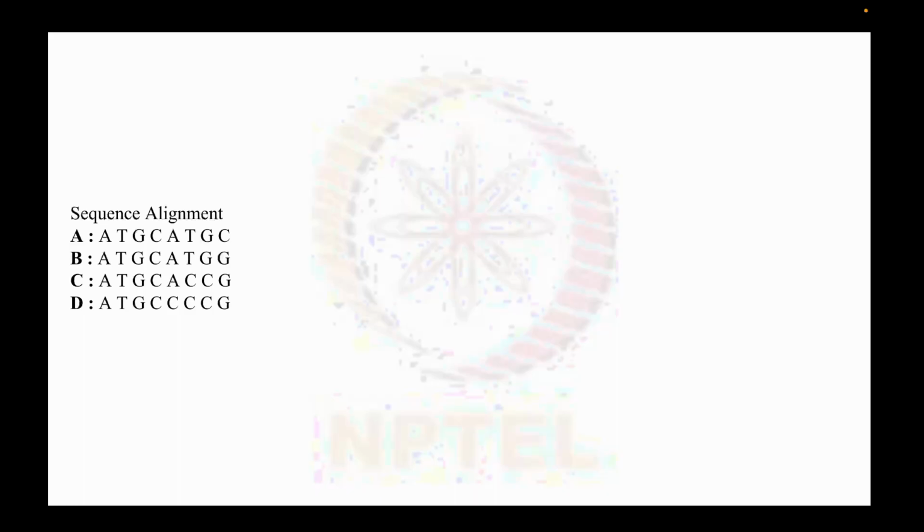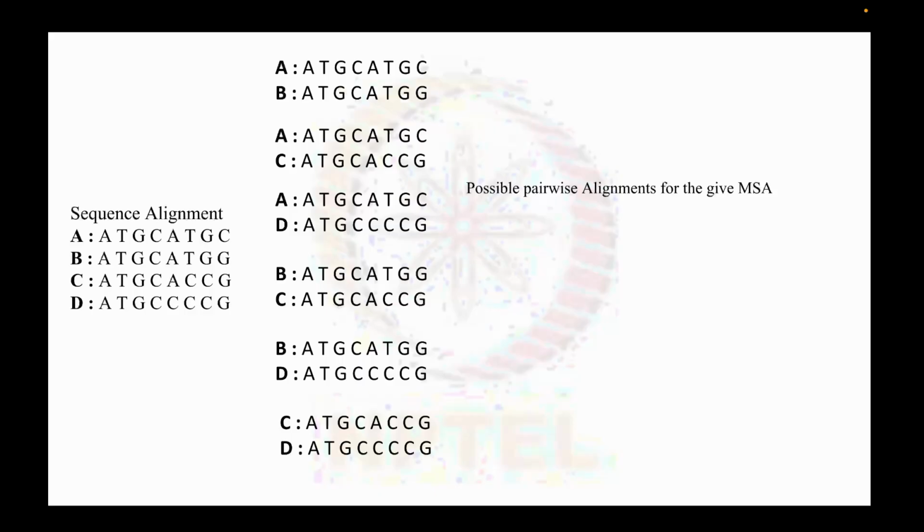So given this is the sequence alignment for residues, a sequence length of 8 residues. First construct all the possible pairwise alignments. Here I am considering the alignment of A with B as equivalent to the alignment of B with A. So we have 6 different types of alignments possible.